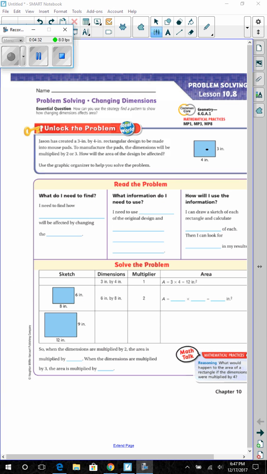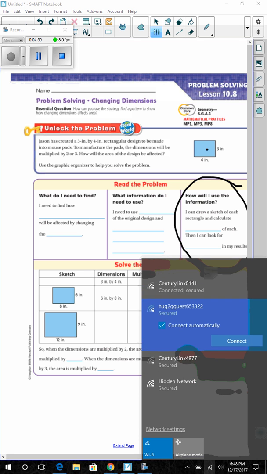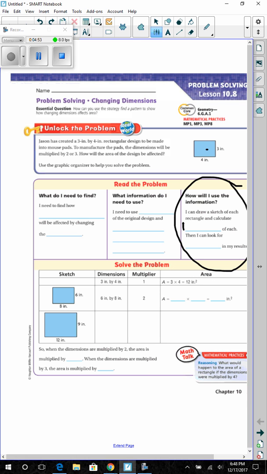Okay, moving on. How will I use the information? Now, I'm looking at this portion of your text. I can draw a sketch of each rectangle and calculate the area of each, then I can look for patterns in my results.